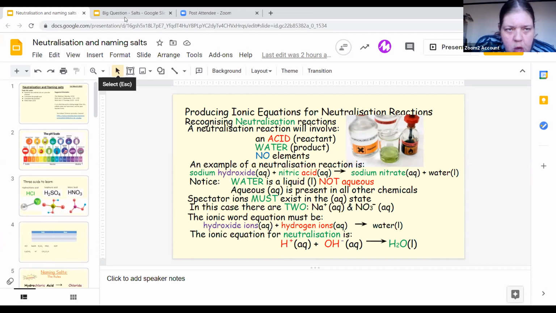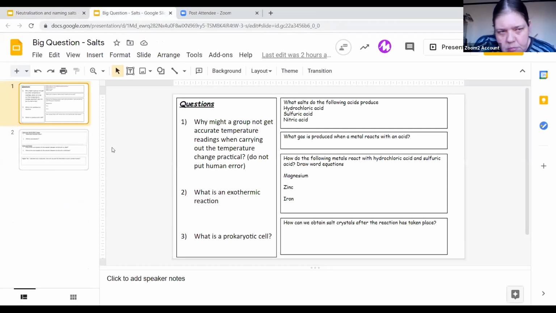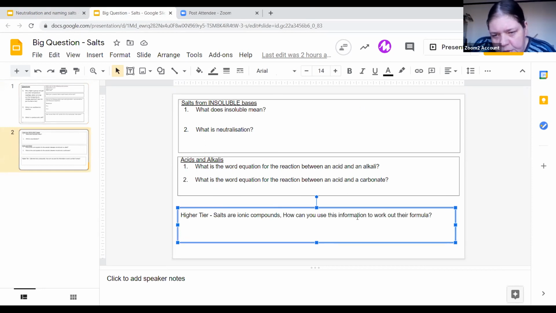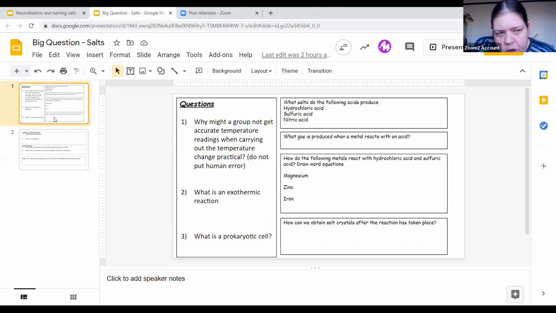Because I've not got that much time, I just want to show you the big question sheet that I've put in. So you can see there's different questions. I've done a little box here which has got some questions not related to this at all. So temperature changes, exothermic reaction, and then a little bit of biology to see what you can remember. And then the rest of the questions on here are all about salts and reactions. And then this last one here is optional, which is the salts or ionic compounds. How can you work out their formula? So that's to do with ionic bonding and ions. So that's a little bit trickier for you.